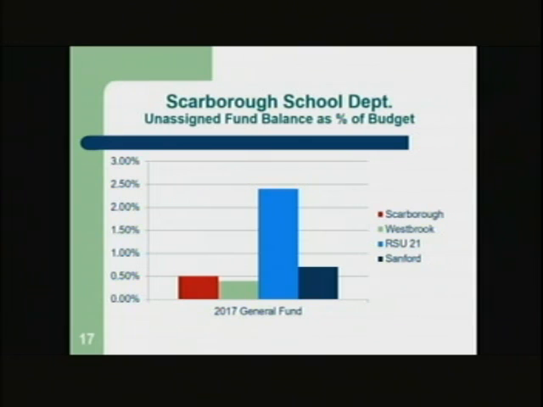I also did look at other local communities like South Portland, Falmouth, and Cape Elizabeth. I could only get their total fund balance, and they're really in the 5 to 6% range, which is where you are for total fund balance. But those communities, except for South Portland, have budgets significantly less than Scarborough. Falmouth and Cape Elizabeth budgets are almost half of what Scarborough's is, so it might not be easy to compare.